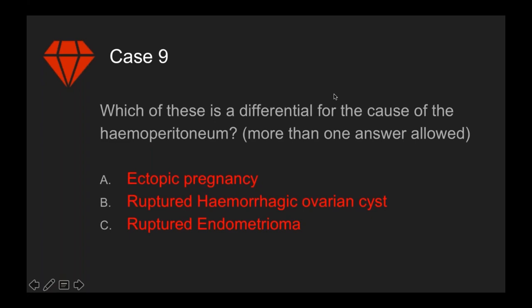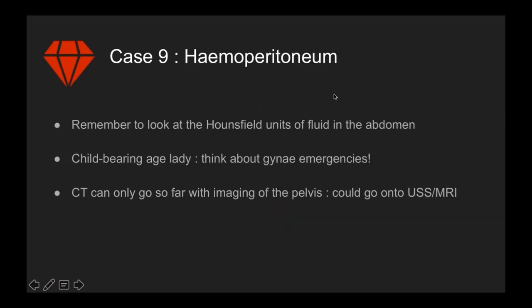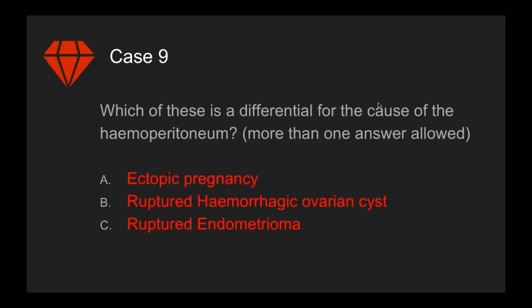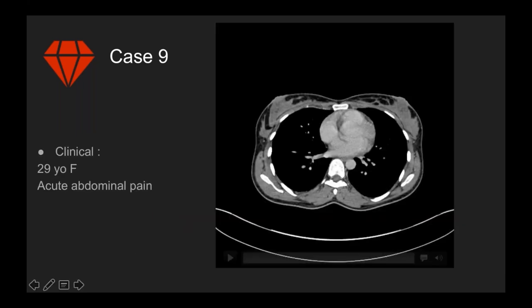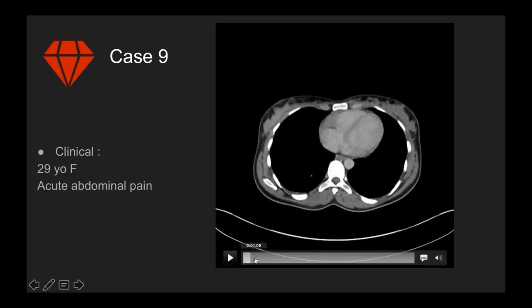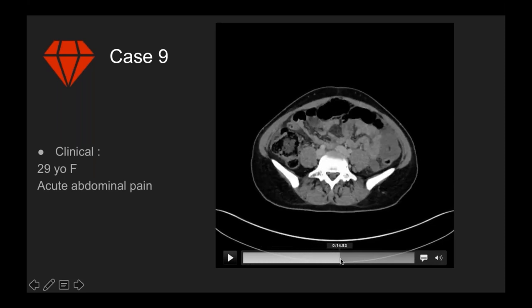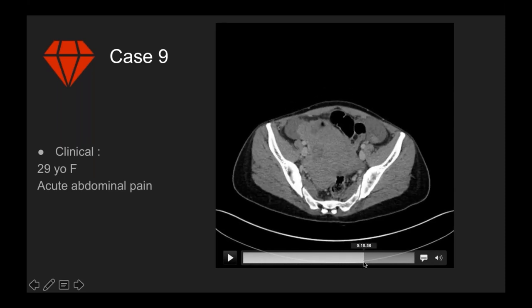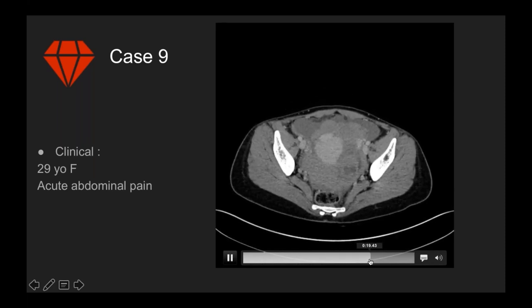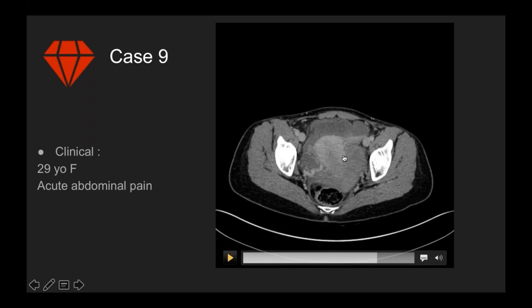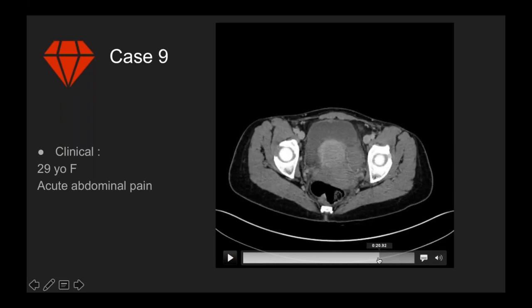The thing with CT in pelvic pathology, in acute gynae pathologies, is that it doesn't really go so far. All you can tell on that initial CT, if we just go back to it, is that there's definitely fluid in the abdomen. And what's really important is to just check the Hounsfield units. As we go down the CT, you can see there's loads of fluid in the abdomen, and particularly in the pelvis here, this fluid is starting to look really quite dense, and the uterus here is in the middle of it, and you can't really tell much about the uterus.